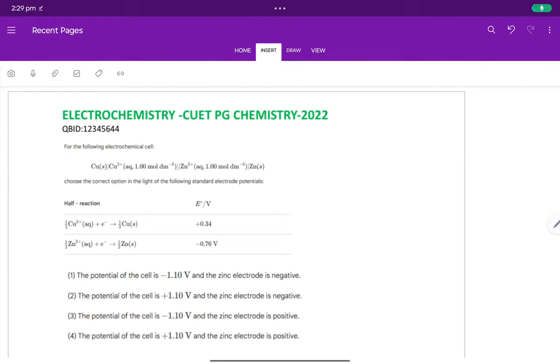Hi friends, this is another Nernst equation problem from the year 2022. The electrochemical cell is given here and the corresponding E0 values are given here for the electrodes, and you are asked to find the E cell.